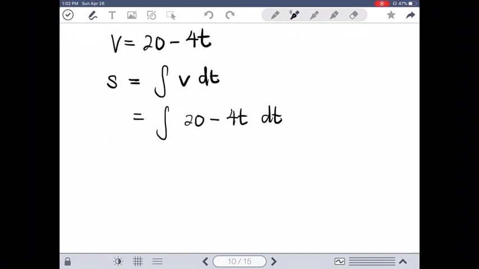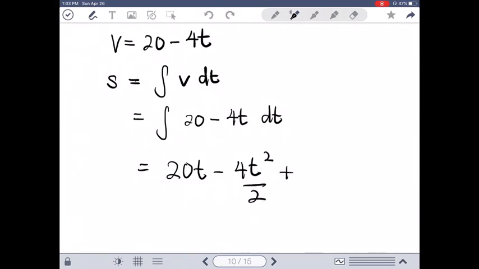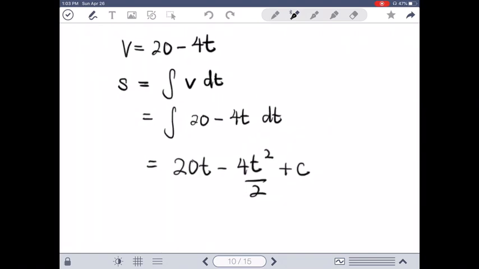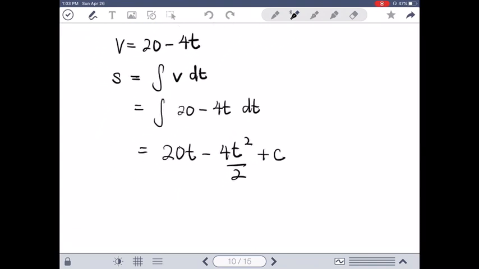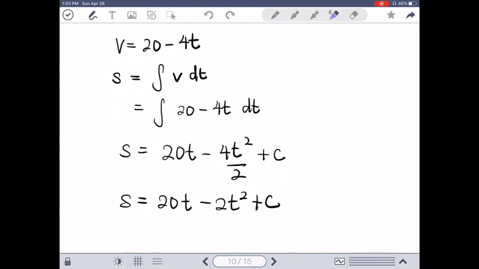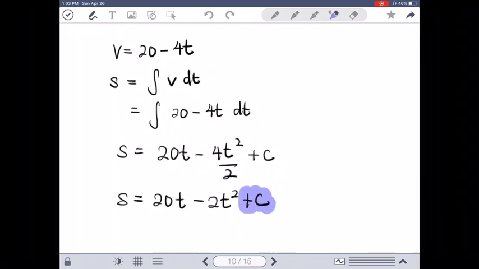We should get 20t minus 4t to the power of 2 over 2, plus c. So this is s. s equals 20t minus 4 divided by 2 times t squared, plus c. Now we need to find c.